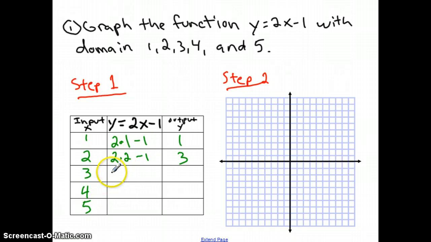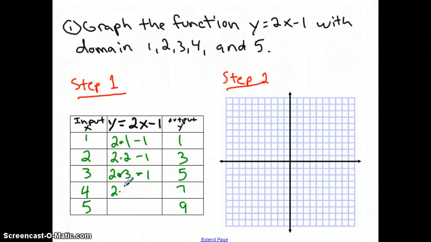If we put a 3 in for x, we have 2 times 3 minus 1. 2 times 3 is 6. 6 minus 1 is 5. And we could keep continuing doing this, but I'm also noticing a pattern over here. As x increases by 1, look what's happening to y. It increases by 2. So this becomes 1, 3, 5. So we would predict that 7 would go there and 9 would go there.